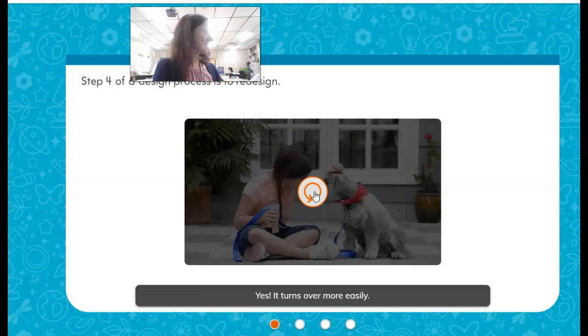So step 4 is to redesign it. So she thought of a better way to make that paper towel roll work. And so she redesigned. So in step 4 on page 24, what happens on step 4? You take the product that you made and try to find a way to make it better if it did not work the first time.